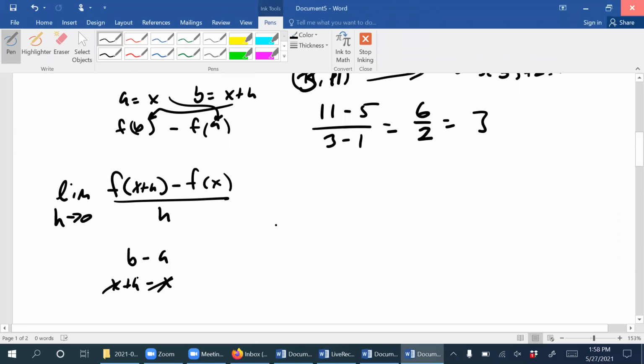Now, I'm going to show you guys really quickly how we can plug this in. And it's straight brainless work. You just plug it in. F of x, we said, reminder, f of x is 3x plus 2.